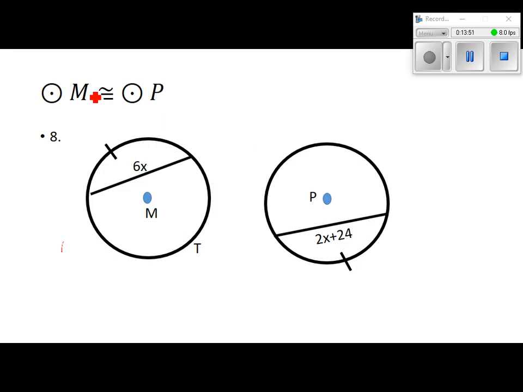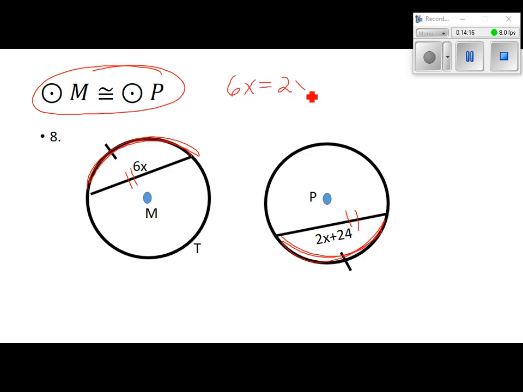Number 8, they tell us the two circles are congruent to each other. So all those same rules apply if the two circles are congruent. So they tell us that this arc is congruent to this arc, which means that these two chords have to be congruent. So 6x has to equal 2x plus 24.